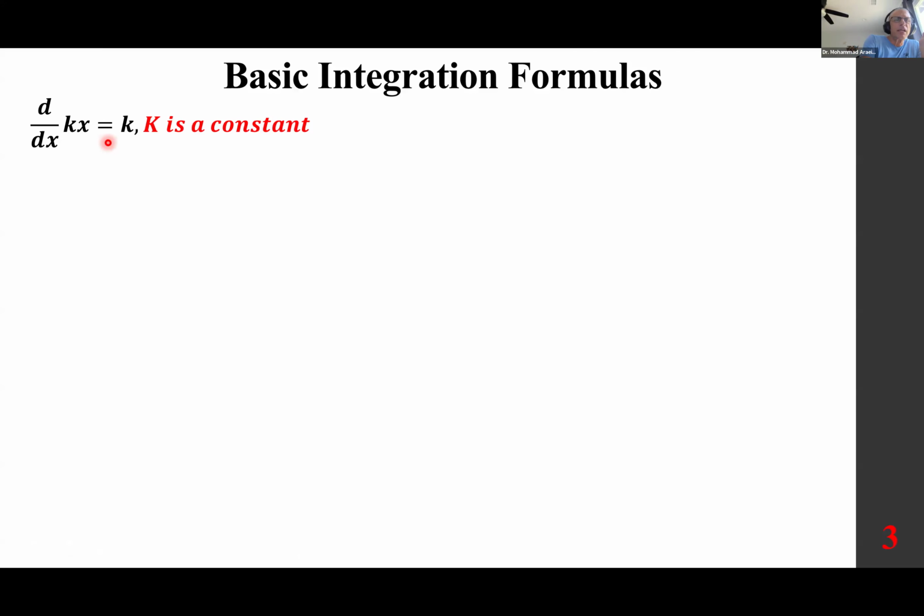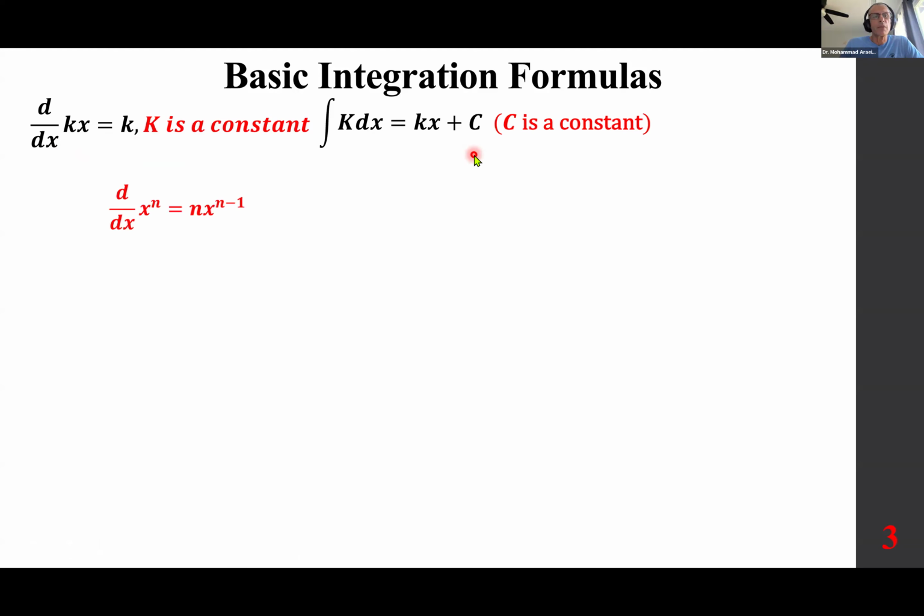If the derivative of kx is k, and k is a number, then the reverse process going this way, the integral of k dx, must be kx plus c. That's how we looked at anti-differentiation, also known as integration.